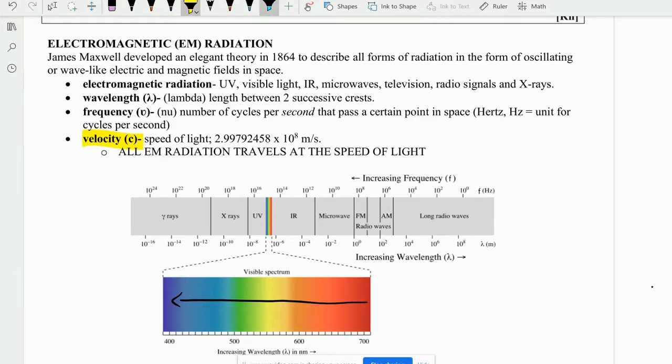A couple of other things I want to point out before we move on is that wavelength is oftentimes going to be measured in meters, and frequency is going to be measured, and I actually wrote it here, in hertz, is what we say, hertz. And we designate hertz as capital H, lowercase z.